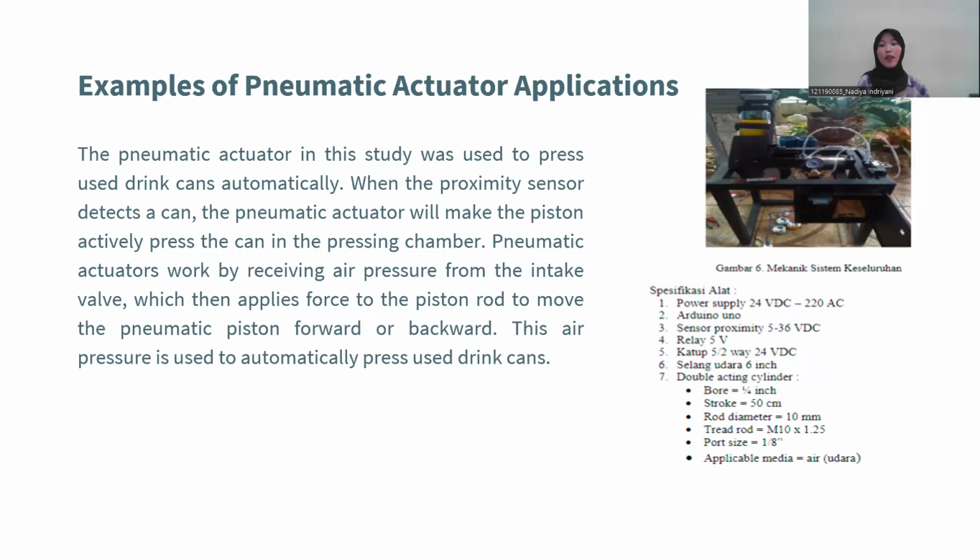The next example of pneumatic actuator application in a study was used to press used drink cans automatically. When the pressing sensor detects a can, the pneumatic actuator will make the piston active, pressing the can in the pressing chamber. The pneumatic actuator works by receiving air pressure from the intake valve, which then applies force to the piston rod to move the pneumatic piston forward or backward. This air pressure is used to automatically press used drink cans.